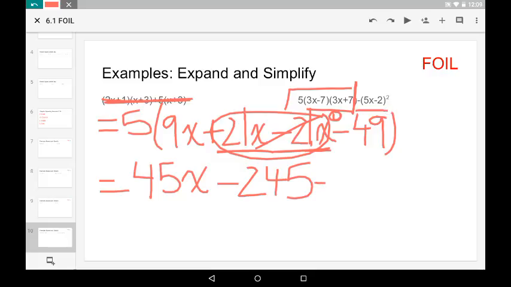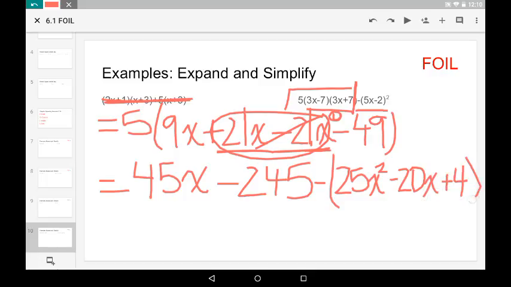I'm going to keep my negative, and I'm going to expand the binomial that is squared. I'm going to multiply it by itself and keep it in brackets, and then I'll take care of the negative out front. So 5x squared will be 25x squared. 5x times negative 2 will be negative 10x. 2 of those will give me negative 20x. And negative 2 squared will be positive 4.